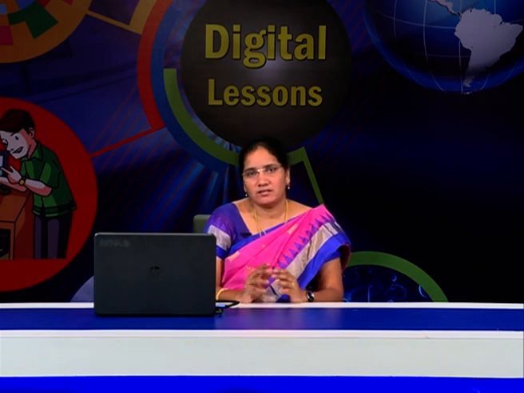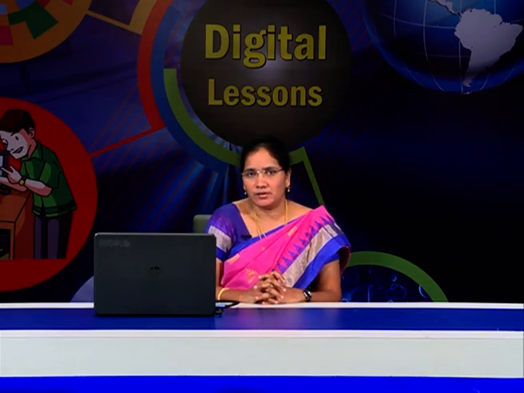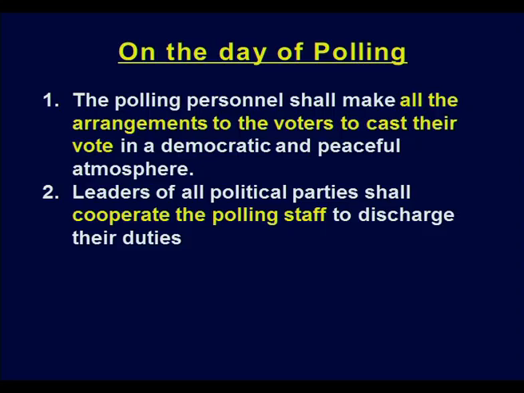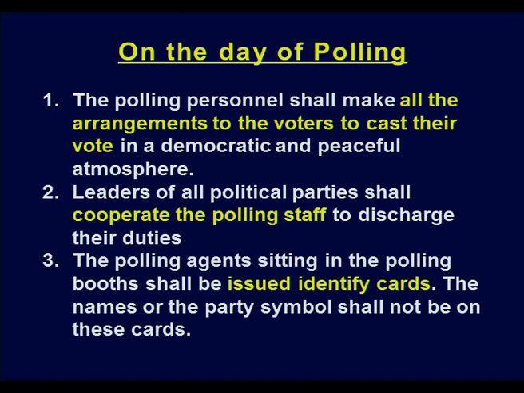Now, let us see on the day of polling what are the guidelines or the rules to be followed. On the day of polling, the polling personnel, meaning the polling staff and officials, shall make all the arrangements for the voters to cast their vote in a democratic and peaceful atmosphere, and the leaders of all political parties shall cooperate with the polling staff to discharge their duties. The polling agents sitting in the polling booths shall be issued identity cards. The names of the party symbol shall not be on these cards.